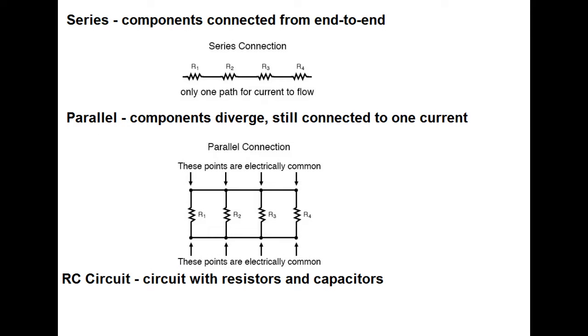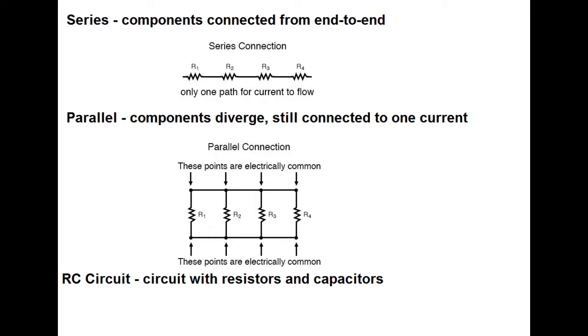Before we get started, there are a few important terms that we should define. The first one is series, which means that components are connected from end to end, and in the picture example we see 4 resistors connected in series. The second term we should define is parallel. In the context of circuits, this means that the components have diverging paths, but they're still connected to one current. And in the picture there we see an example of 4 resistors that are in parallel connection.